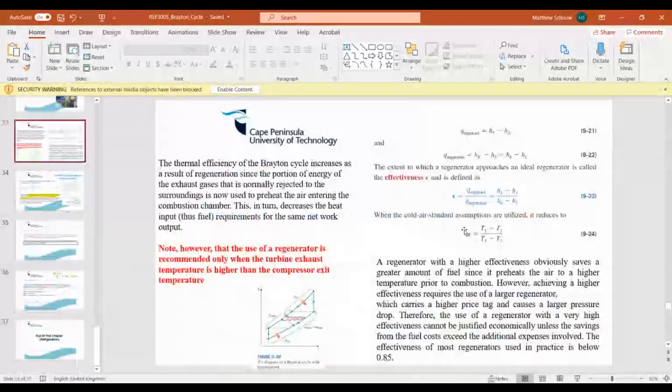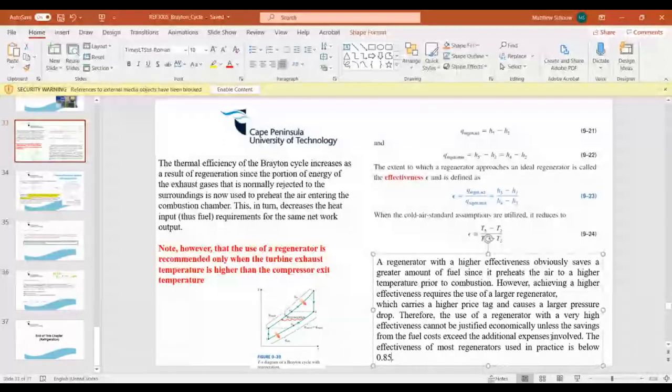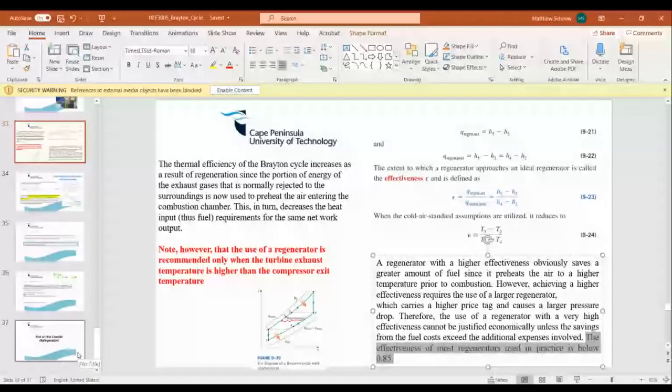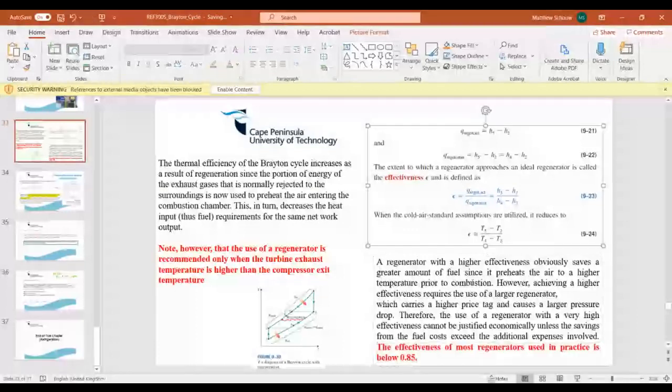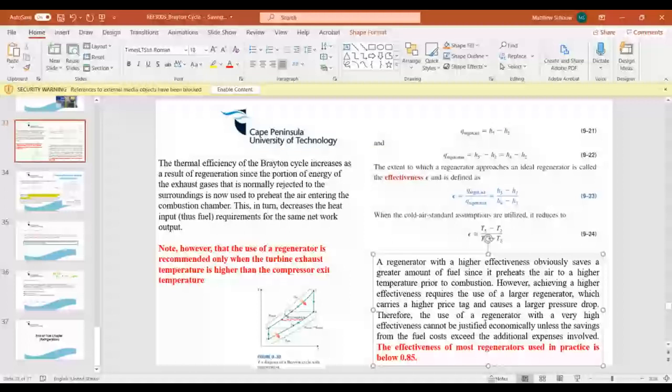Okay, so then, obviously, a regenerator with a high effectiveness saves a great amount of fuel. Obviously, the more efficient it is, the better. Typically, the effectiveness of most regenerators in practice is below 0.85. So the heat exchanger is not that efficient, though arguably efficient, depending. And of course, one with a higher effectiveness is more expensive. So yeah, okay, I'm going to end off here, guys.